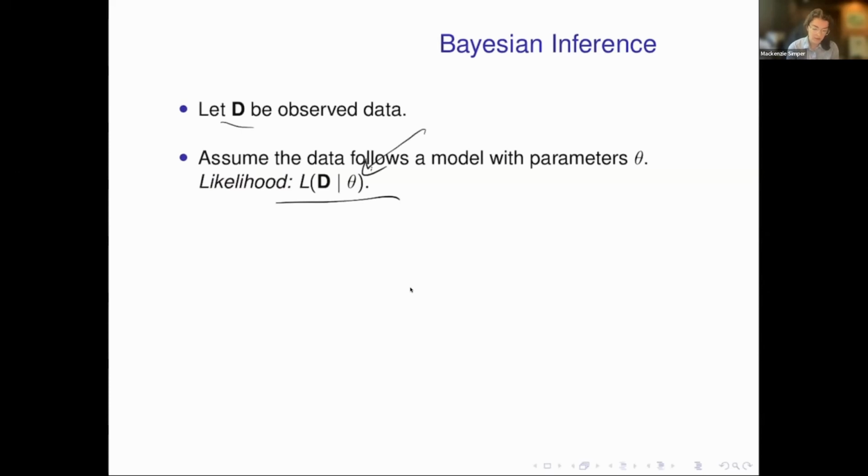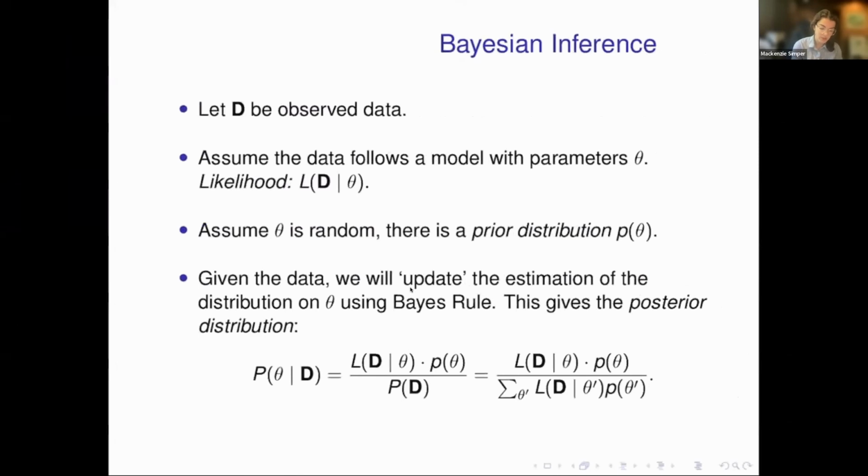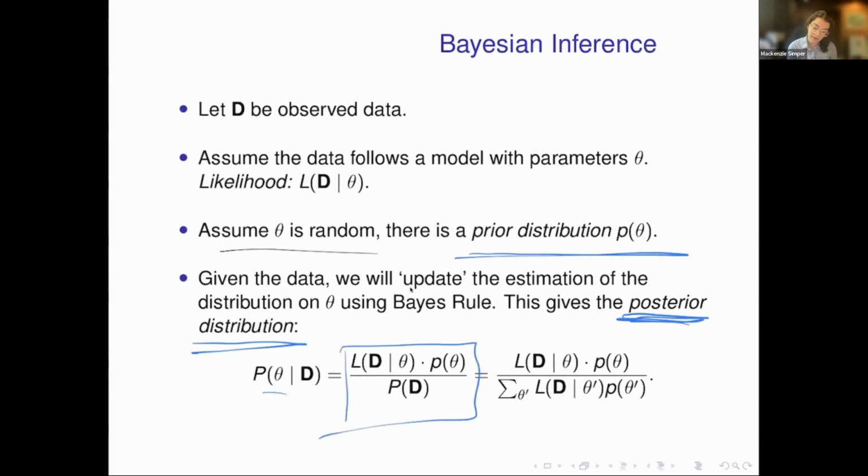this probability. The Bayesian approach is a little bit different. Instead of assuming that theta is some fixed value that we want to estimate, assume that theta is also random. And so we assume that there's some prior distribution, prior probability on theta. And then given the data, we can update this estimation using Bayes' rule, which gives the posterior distribution of theta. So the probability of theta given the data is the likelihood of the data given theta times the prior divided by this normalizing value, the probability of the data, which could be calculated just by the law of total probability, summing up over all possible parameters in our state space.